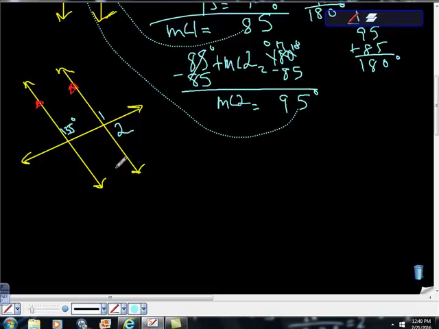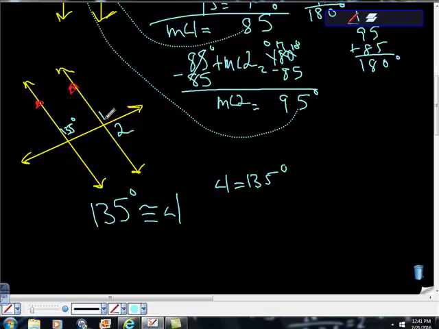We learned about the corresponding angles postulate, which means that if two parallel lines are cut by a transversal, then the pairs of corresponding angles are congruent. So these two are corresponding angles because they both lie on the right side of the parallel lines. So these are corresponding angles. That means that 135 degrees is congruent to angle 1. So angle 1 is equal to 135 degrees because they're corresponding angles.